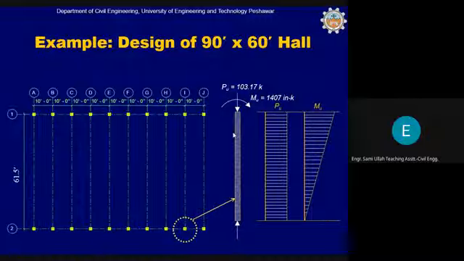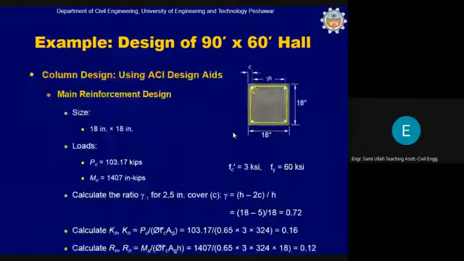The column size we've assumed is 18 inch by 18 inch, and I hope you remember this method of column design using the ACI design aid. It is very simple. You know Pu and Mu, which come from the analysis. Calculate the ratio gamma for 2.5 inch cover. Gamma is equal to (h minus 2c) divided by h. c is 2.5 inch, so (18 minus 5) divided by 18 is 0.72.